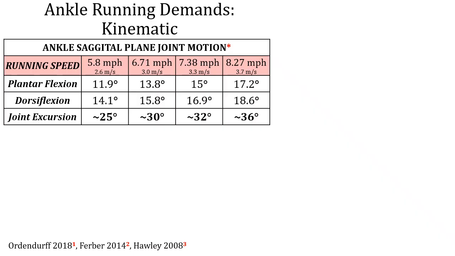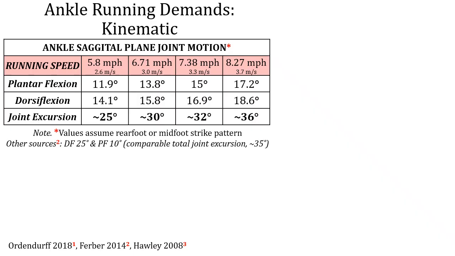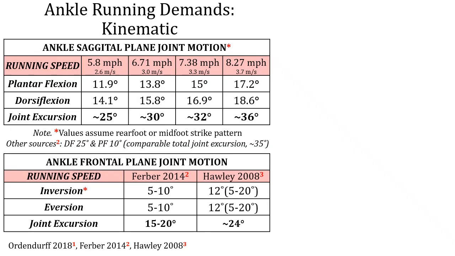The joint excursion, again, is going to be highly dependent upon foot strike pattern, but roughly it's going to be about 36 degrees. The values assume a rear foot or mid-foot strike pattern, as I alluded to. Other sources would suggest that you would need 25 degrees and up to 10 degrees of plantar flexion, comparable to the excursion of 35 degrees. So that's other sources beyond the Ordendorff article that has been cited here.